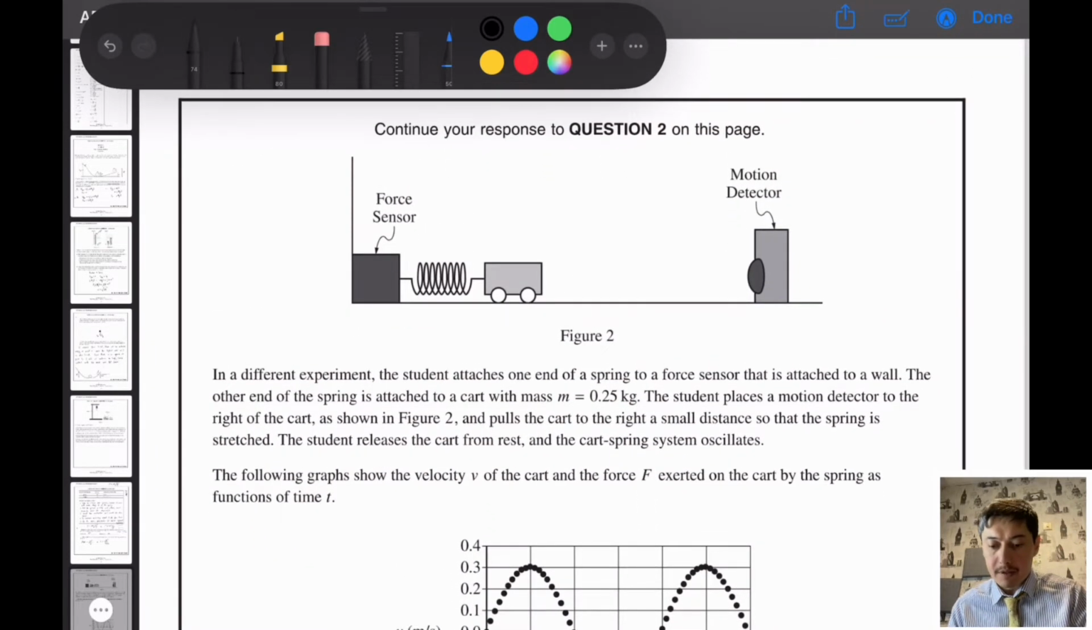In a different experiment, we can see the setup is different in figure 2. The student attaches one end of a spring to a force sensor that is attached to a wall. So this side we have a wall which is not moving. The other end of the spring is attached to a card with mass 0.25 kilogram. The student places a motion detector to the right of the card as shown in figure 2 and pulls the card to the right a small distance so that the spring is stretched. The student releases the card from rest and the card spring system oscillates, obviously.